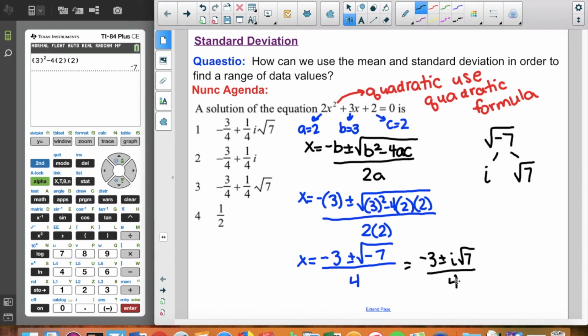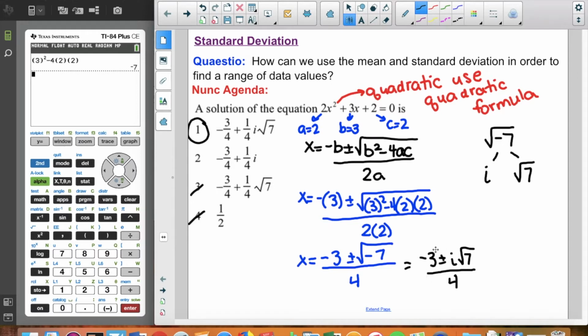Okay, now let's look at our answer choices. I don't see this there exactly, but I do see some answer choices I can cross out. I know my answer has to have an i, so it can't be 3 and it can't be 4. There's no i in either of these answer choices. I also know my answer needs a radical 7. Answer choice 2 does not have a radical 7, so that tells us our answer is 1.